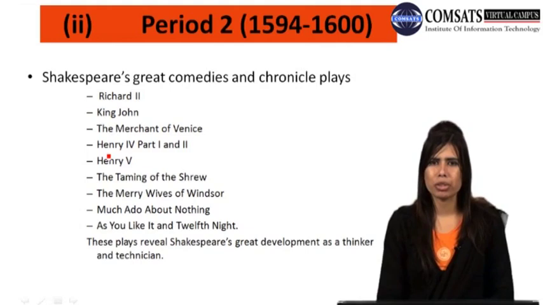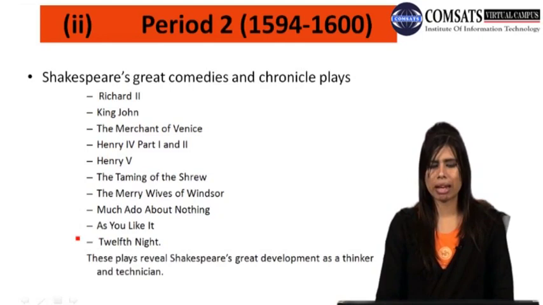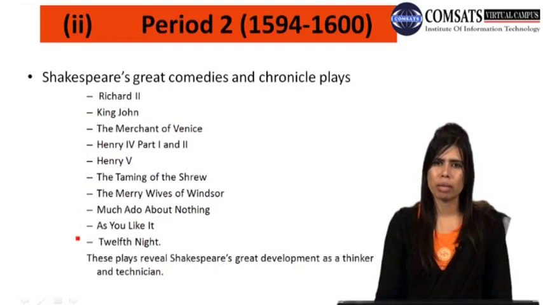So here, dear students, you can say that the plays which he wrote were Richard II, King John, The Merchant of Venice, Henry IV, Part 1 and 2, and then Henry V, The Taming of the Shrew, The Merry Wives of Windsor, Much Ado About Nothing, As You Like It, and Twelfth Night. These plays reveal Shakespeare's great development as a thinker and technician as well. So these are the very good works which were written by Shakespeare, all the plays.